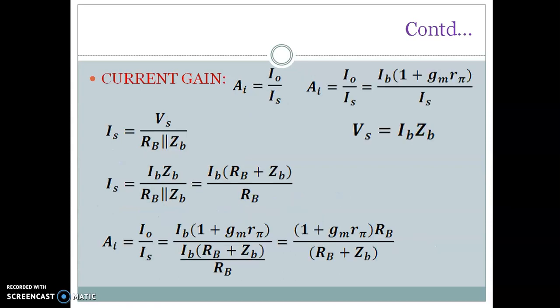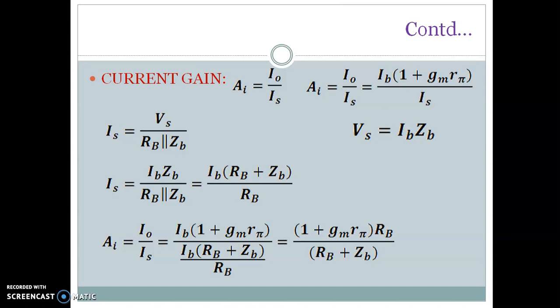Next, the current gain. Current gain is I0 by IS. Your output current is from the emitter terminal. So it is IB plus IC, which is IB times 1 plus gm r pi divided by IS. But we get the relation that VS by IS is equal to Zi. So IS is equal to VS by Zi.